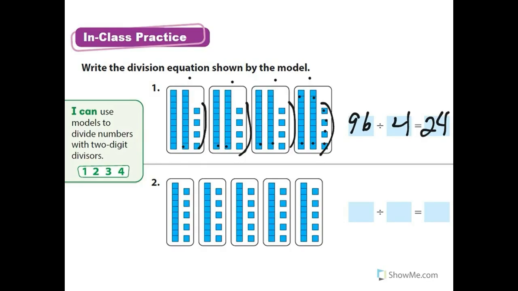Alright, using that same logic, I want you to do number 2. Solve number 2 and we'll go over it. Alright, so how many groups? 1, 2, 3, 4, 5 groups. How many in each group? Well, we get 10, 11, 12, 13, 14, 15 in each group. So we get 10, 20, 30, 40, 50, 55, 60, 65, 70, 75. So 75 divided by 5 is 15.